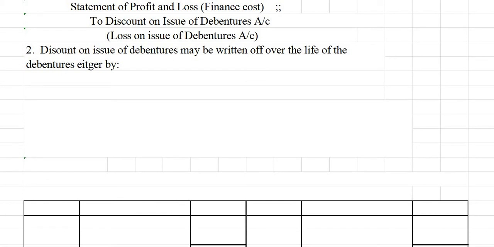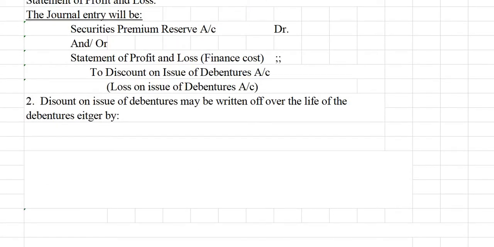Then what will be done according to the second method? According to the second method, discount on issue of debentures may be written off over the life of the debentures. What is over the life of the debentures? Suppose the debenture is issued for 5 years. Then in those 5 years, it can be written off in installments.